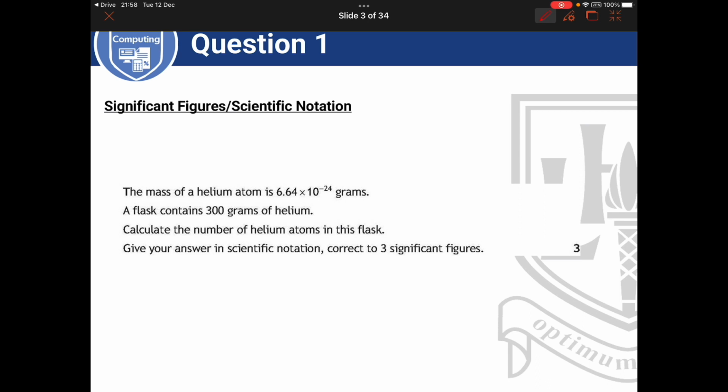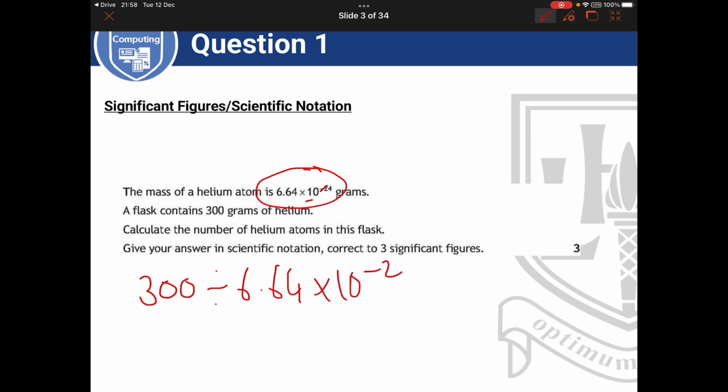Basically the crux of these questions is figuring out what the question is asking you to do. So here we've got a flask with 300 grams of helium, and each helium atom weighs this very small amount of grams here. So what we're basically being asked to do is to work out how many of these helium atoms there are in the flask. So the way we're going to do that is to say, okay, the 300 grams that we've got in total in the flask, we're going to split that up, or divide it, by the weight of each of the atoms. So 6.64 times 10 to the minus 24. You'll have to excuse my handwriting, it's not perfect on the iPad here, but hopefully you can see that and it makes sense. Then we're going to type that into our calculator to see what we get.